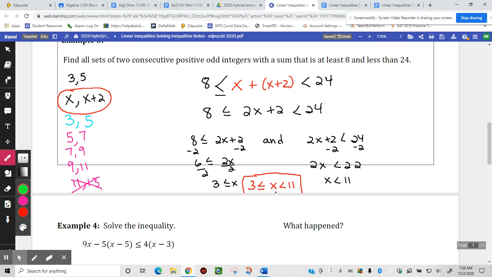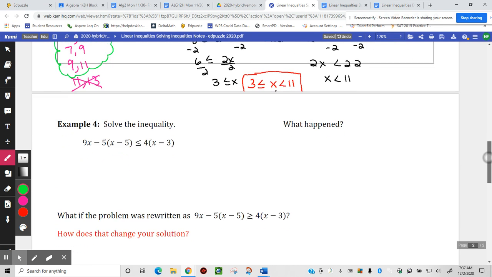So for this problem, you actually get 4 sets of answers here that will work. So when it said find all sets of answers, those are all of them: 3 and 5, 5 and 7, 7 and 9, 9 and 11. Okay. All right, so we have a couple more left.